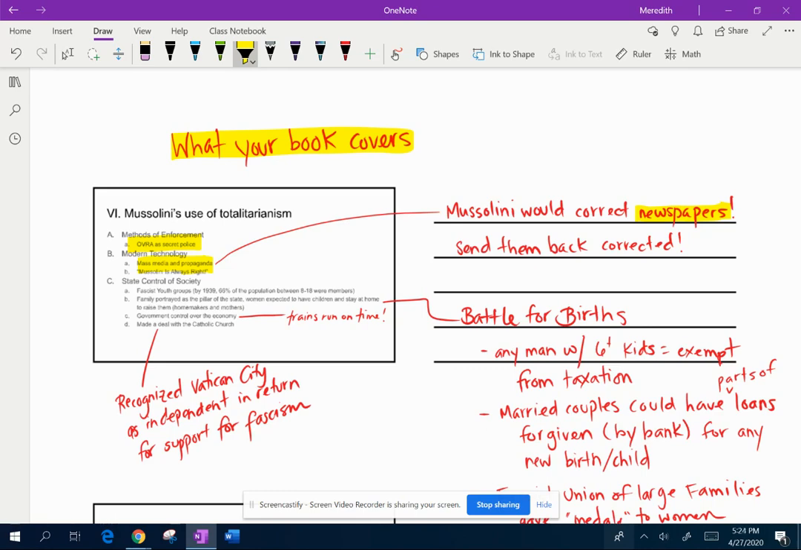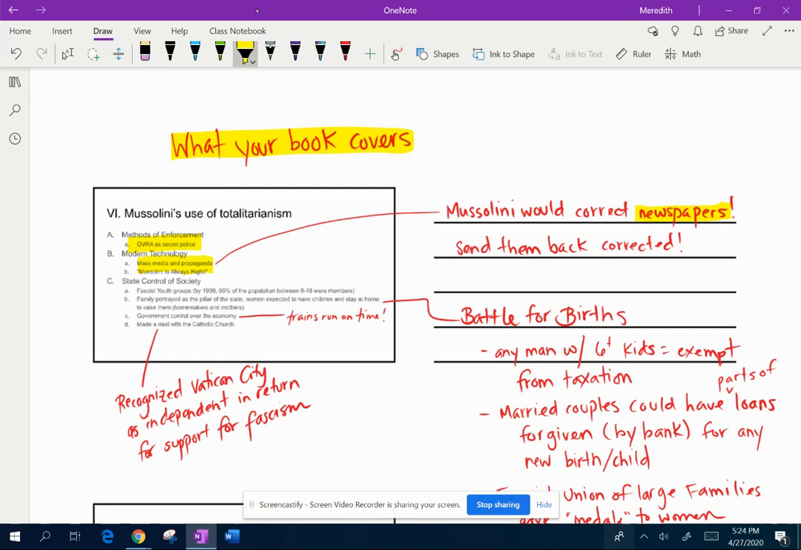What is really funny is you guys are going to watch a really cool documentary on Benito Mussolini later this week. And so it discusses how Benito Mussolini would gather the newspapers for the day and he would use a red pen and he would send the newspapers back with red corrections, letting them know what they had gotten wrong so they could correct it for the following day.